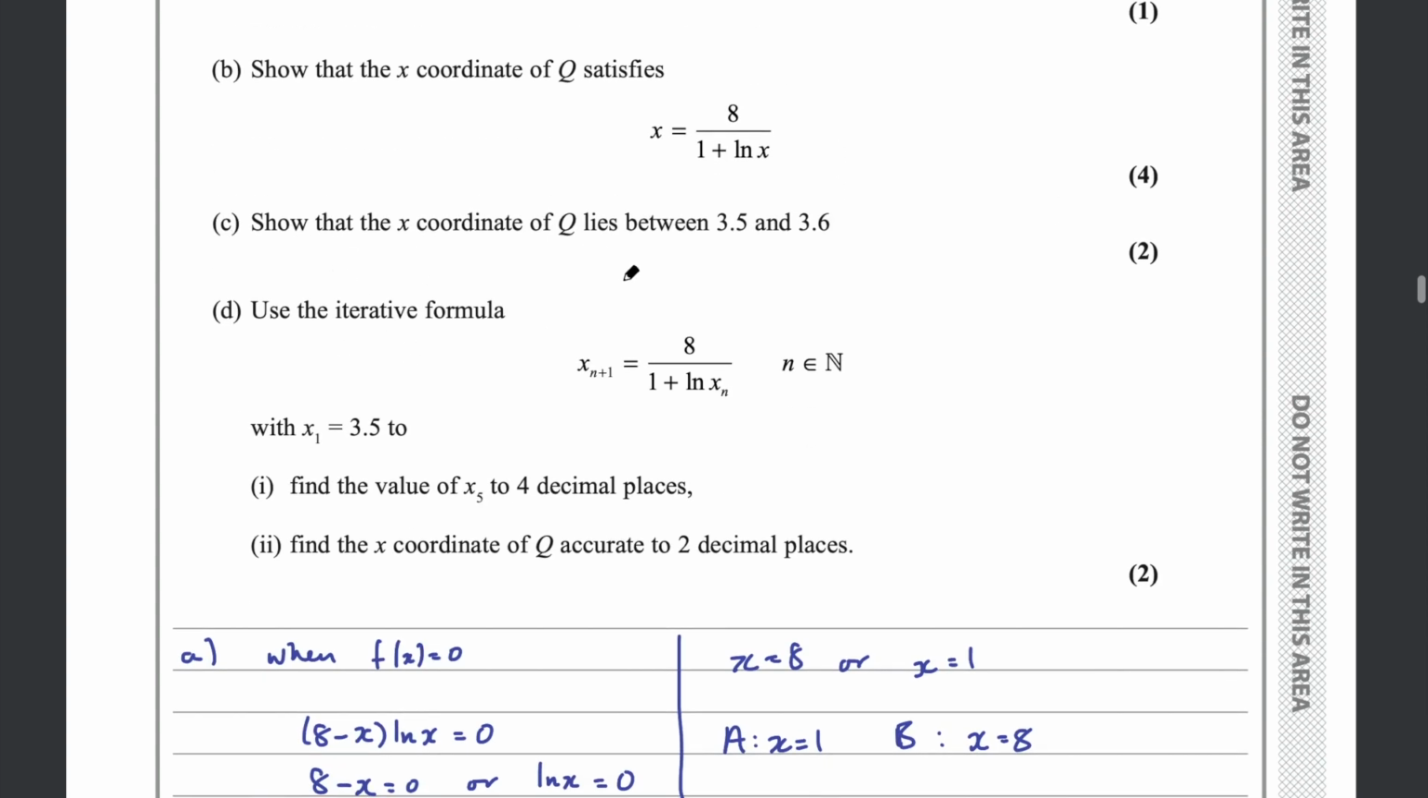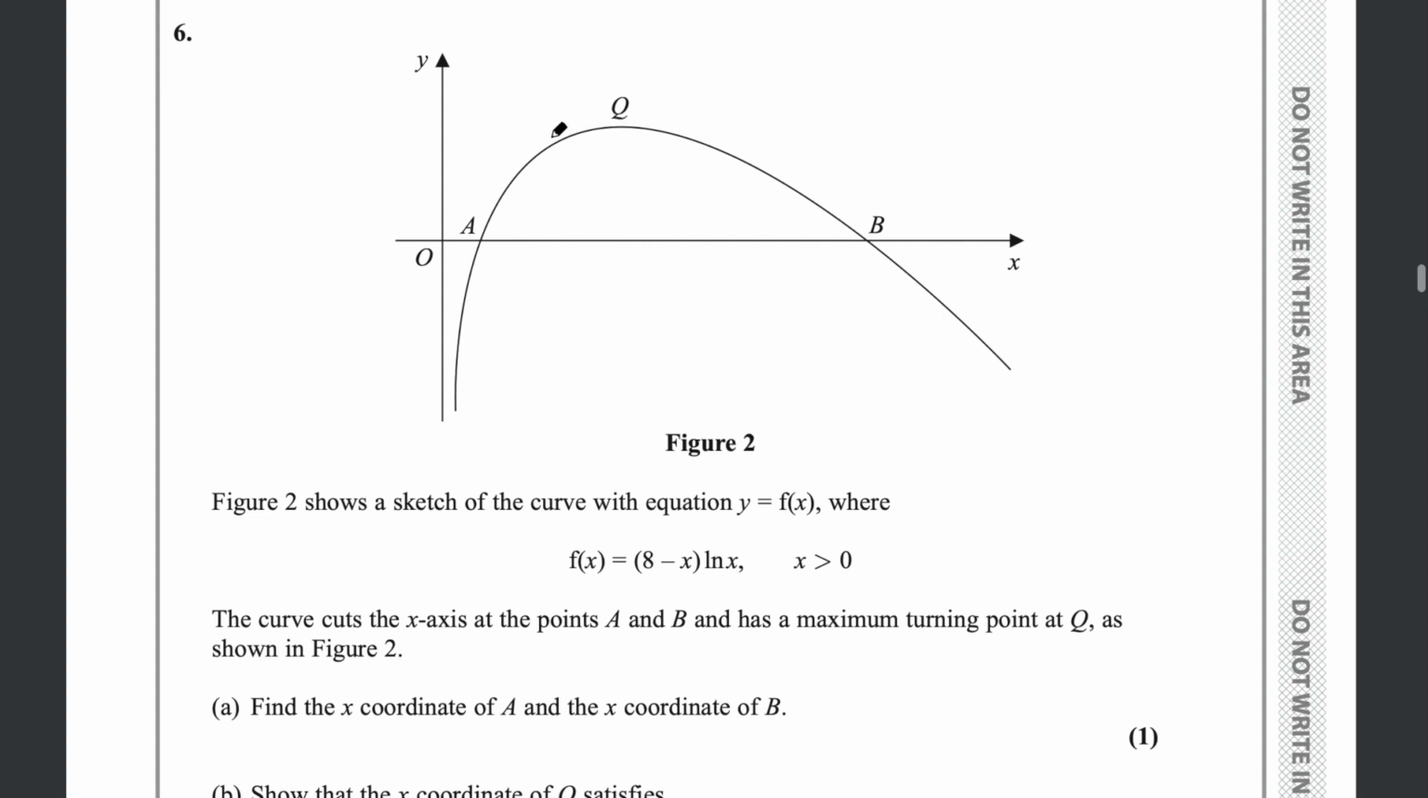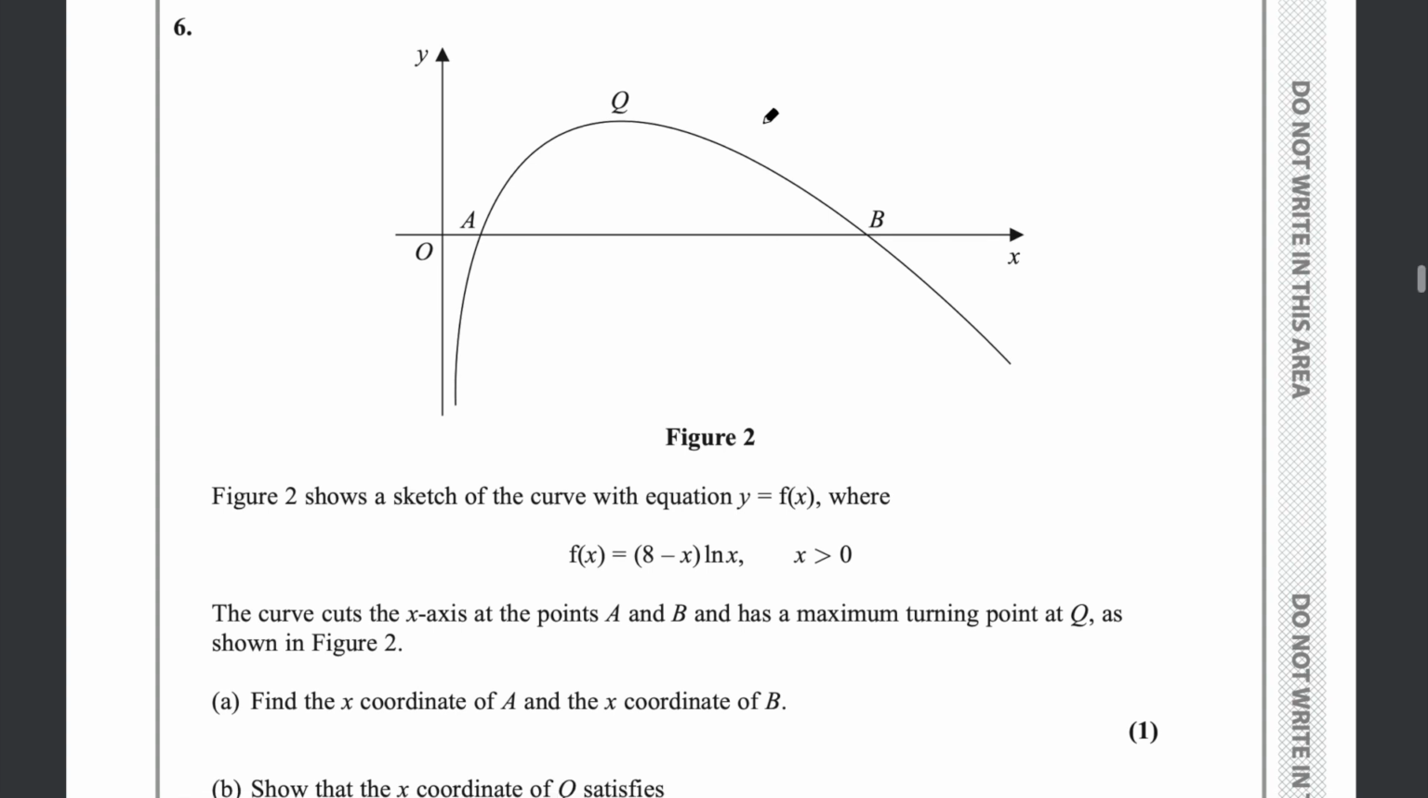Part C says show that the x-coordinate of Q lies between 3.5 and 3.6. Okay, so the turning point of a graph, if you think about the derivative, if we take the tangent at this point here, before Q, that will clearly have a positive slope, positive gradient. And then if we looked at the tangent after Q, it would clearly have a negative slope, right? So around a turning point, the sign of the derivative will change. Okay, so we can use that idea. We can find the derivative at 3.5, the derivative at 3.6, and if the signs change, then we know there must be a turning point in between them.